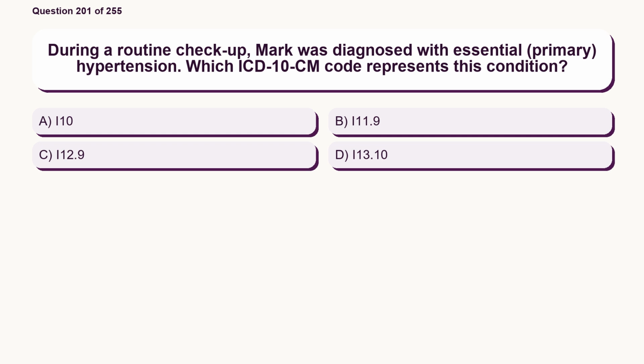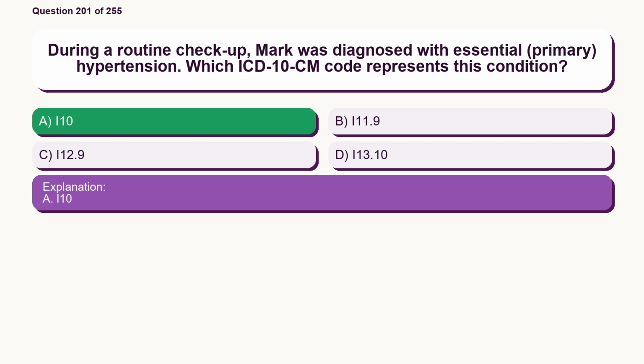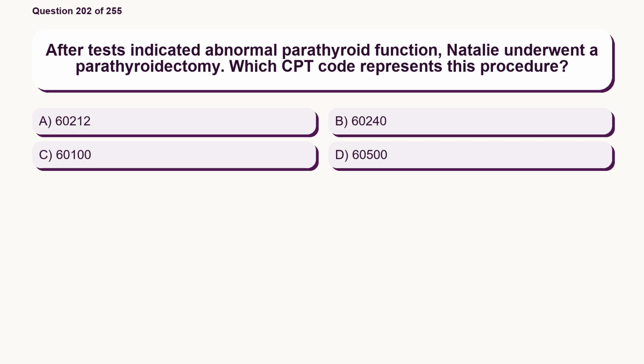Question 201. During a routine checkup, Mark was diagnosed with essential, primary, hypertension. Which ICD-10-CM code represents this condition? Option A, I-10. Option B, I-11.9. Option C, I-12.9. Option D, I-13.10. The correct answer is option A, I-10. A, I-10.